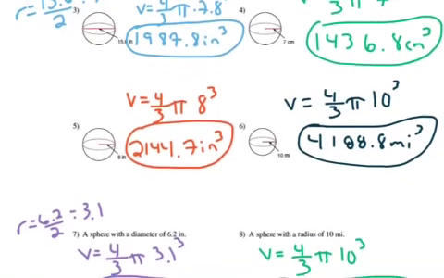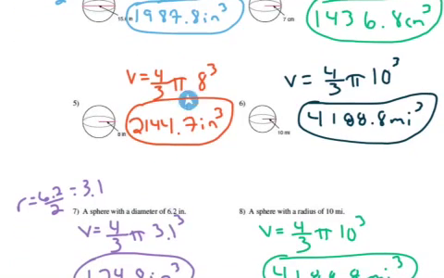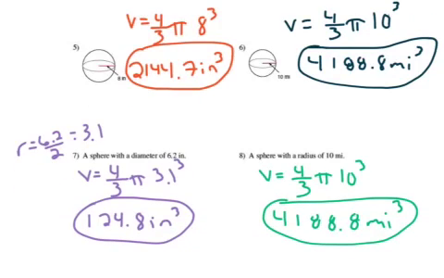The next one, I was also given my radius, so I plugged it in, and I would have 2,144.7 cubic inches. Number 6, I was given my radius, so all I had to do was plug it in: 4,188.8 cubic miles. Down here, I was given my diameter, so I had to find my radius. So 6.2 divided by 2 would give you 3.1. I plugged that in for my radius, and I had 124.8 cubic inches.